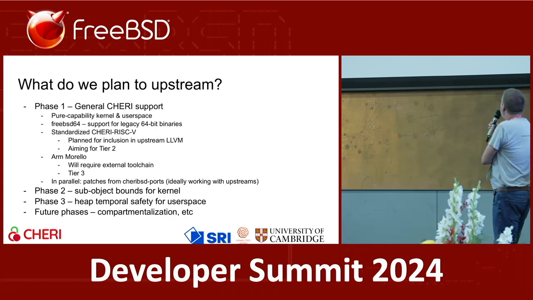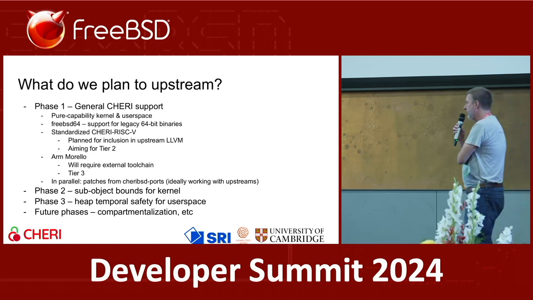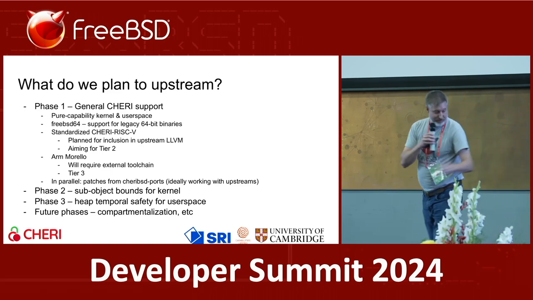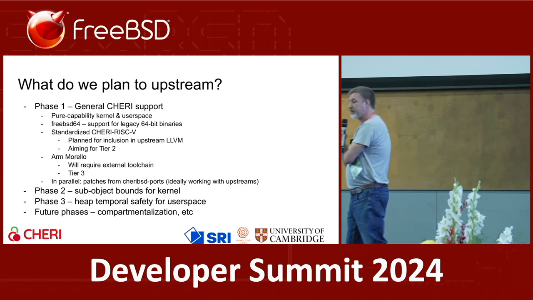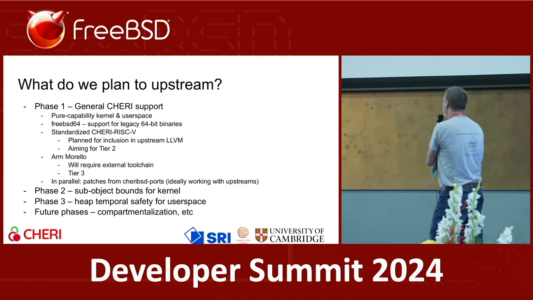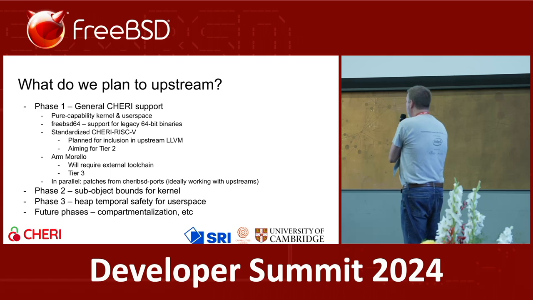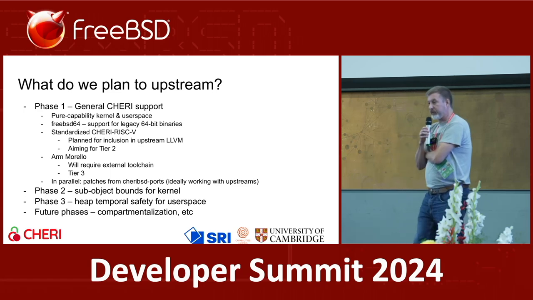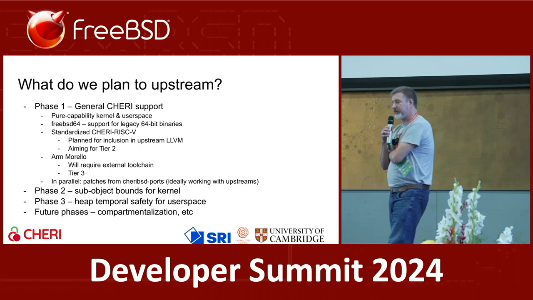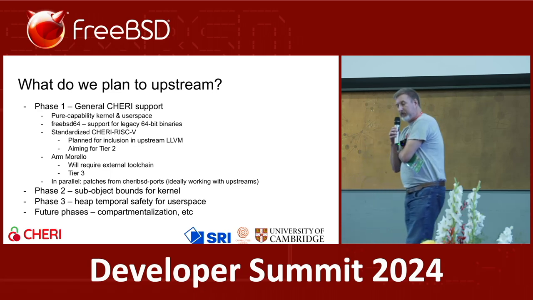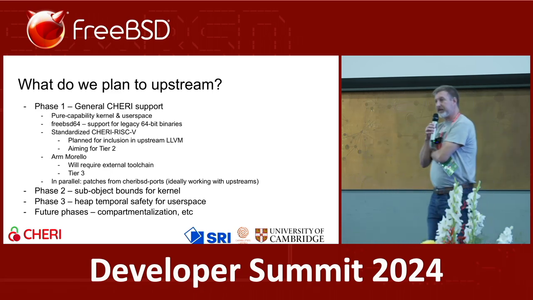Another thing: a lot of what we talk about here deals with user space, but as I alluded to with KDE running, we have some patches to ports that we would also like to upstream in parallel with moving things up to source. So phase one gets us basically a working CHERI architecture. It would allow you to run spatially safe C on, for example, a Morello box with a full desktop stack and so forth.